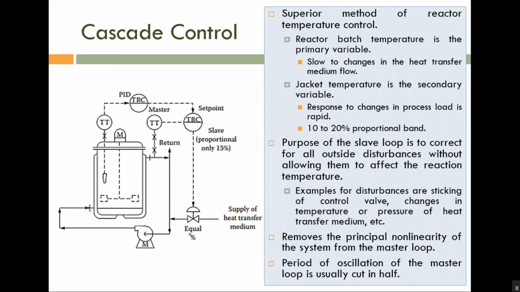Second thing, this one is a normally open valve. That is similar to the last class discussion. We are using equal percentage valve. As it is an exothermic reaction, we are using coolant. Okay, we are recirculating return to maintain the minimum flow rate constant through this one.